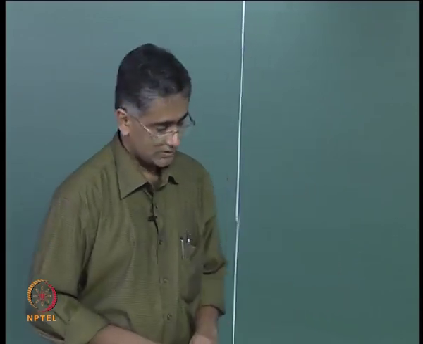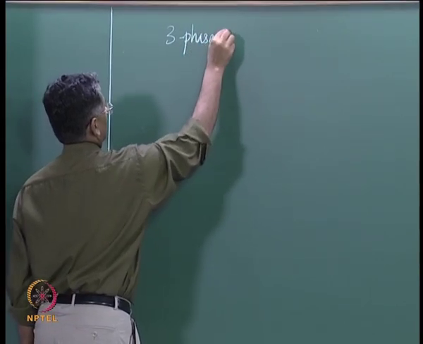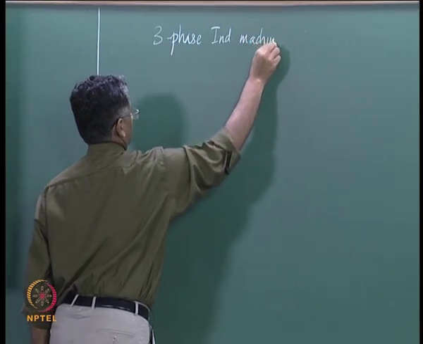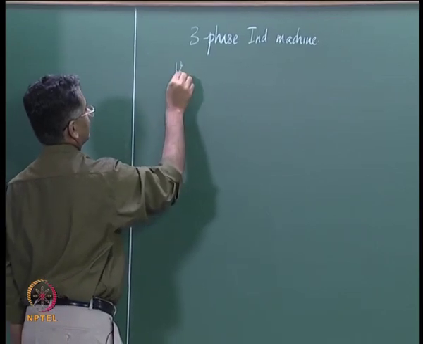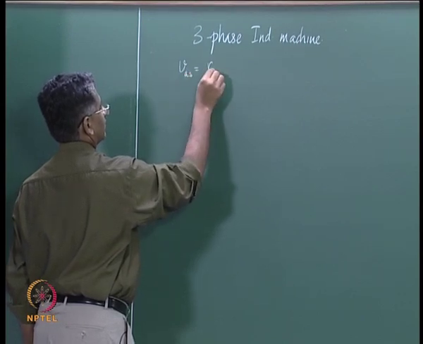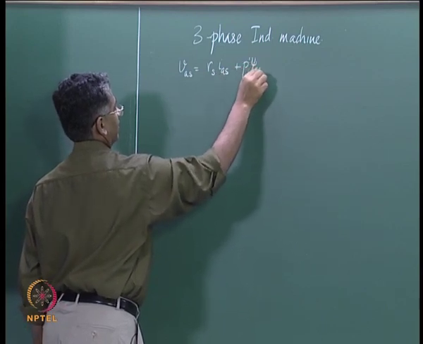In this class, let us now continue with the equations that we started developing in the last lecture. We started developing equations for the three-phase induction machine. We began with equations like VAS equals RS into IAS plus P times psi AS.